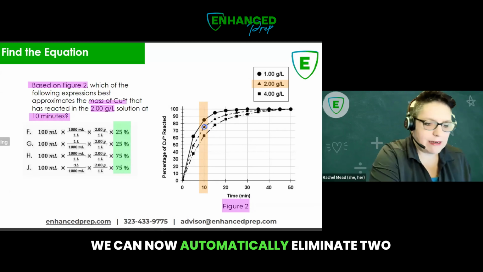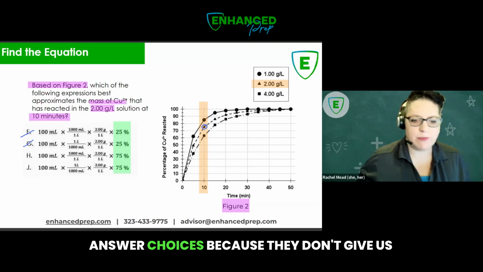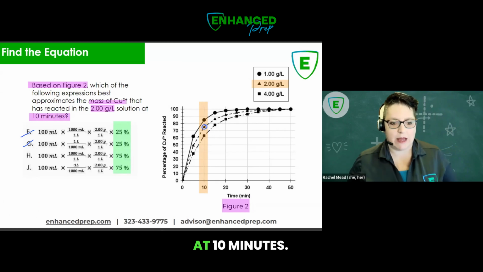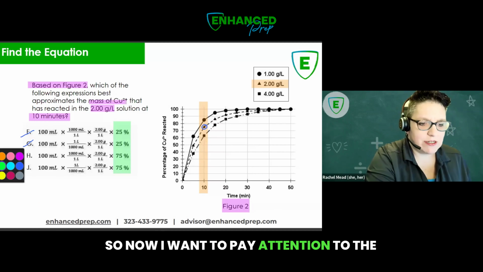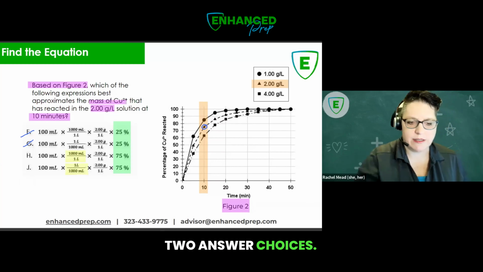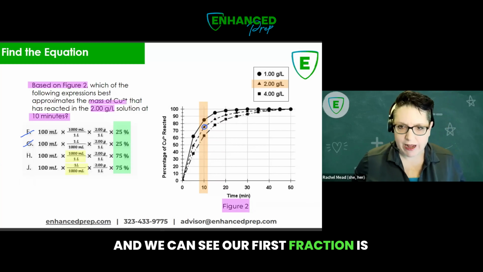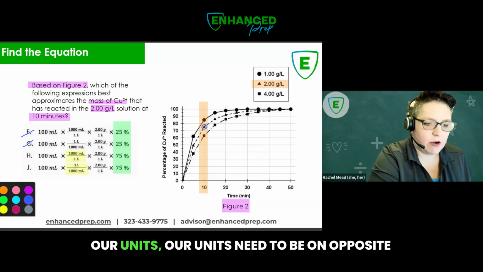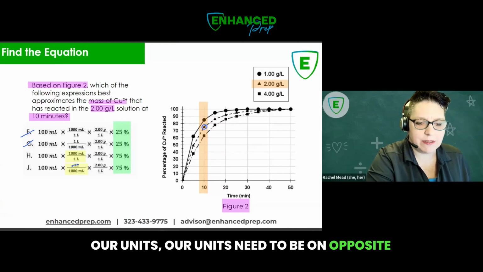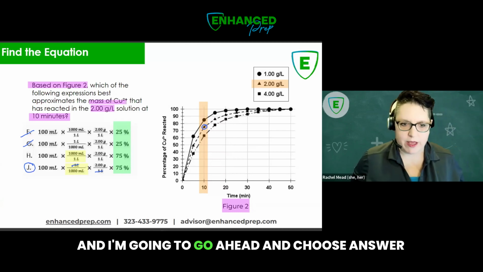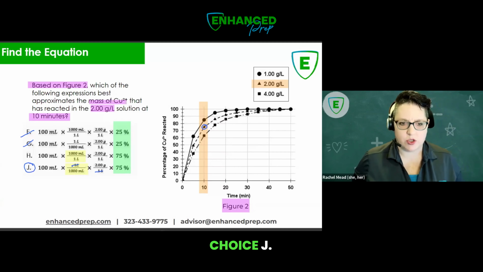So look what we have right here. We can now automatically eliminate 2 answer choices because they don't give us the right percent for 2 grams per liter at 10 minutes. So now I want to pay attention to the difference between my other 2 answer choices. And we can see our first fraction is flipped. Based upon what we know about converting, our units need to be on opposite sides here in order to be able to cancel out. And I'm going to go ahead and choose answer choice J.